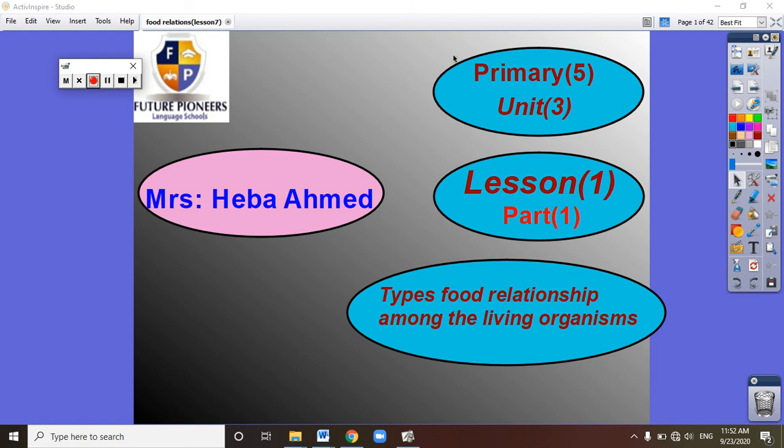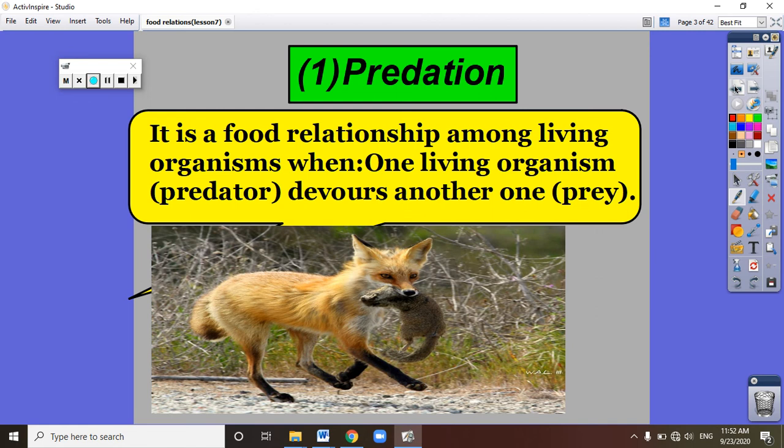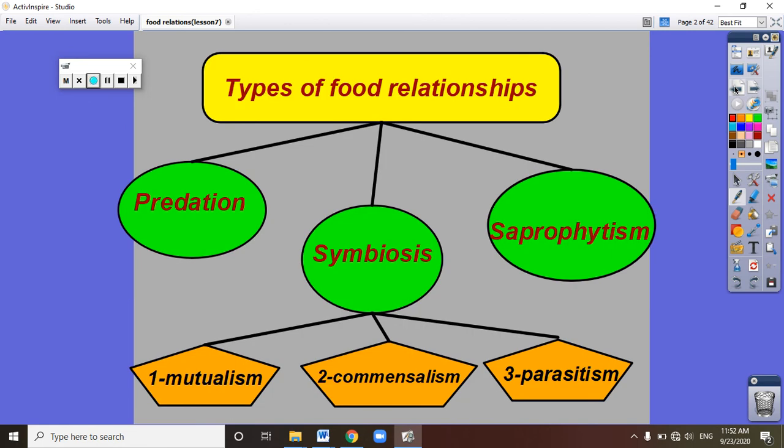Today we will take Unit 3, Lesson 1, Part 1, which is talking about food relationships. Okay, let's start our lesson. All the living organisms have food relations between them. Let's identify these food relations.